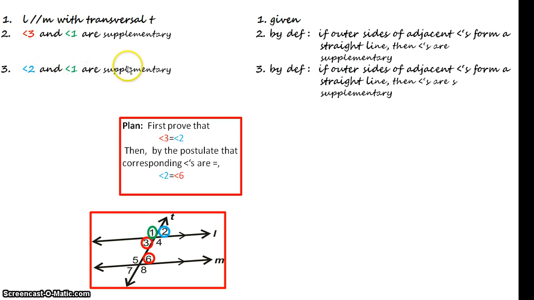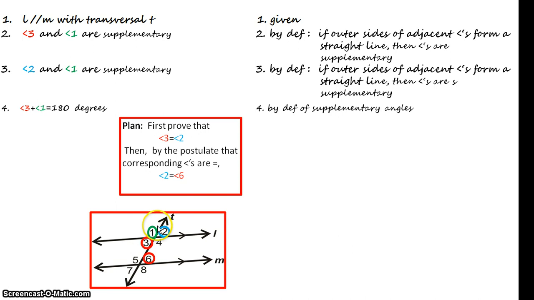Angle 2 and angle 1 are supplementary for the same reason. So now that we've defined their relationship, let's put some numbers to that relationship. So angle 3 and angle 1 are supplementary. Well, what does that mean? That means that angle 3 plus angle 1 equals 180 degrees. And you can see they do.